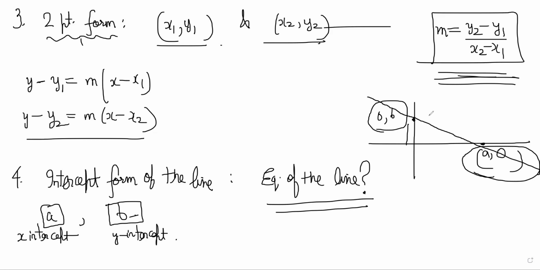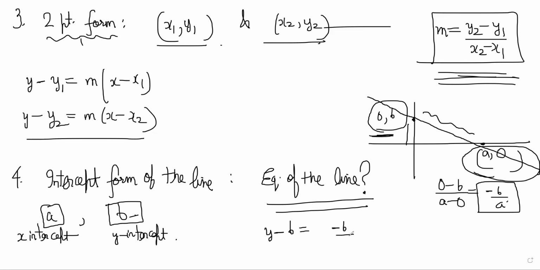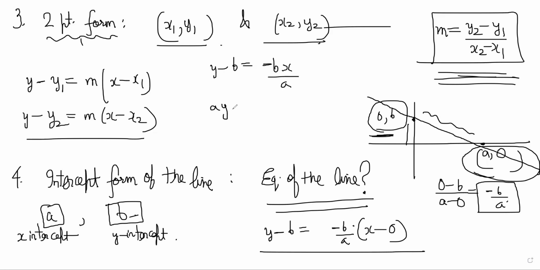Let's find the slope between these two. Slope will be (0 minus b) by (a minus 0), or basically minus b by a, right? So the equation of the line will be, let's pick this point, y minus b is equal to minus b by a, the slope, into (x minus 0), right? So you'll get y minus b is equal to minus bx by a. So it will be ay minus ab is equal to minus bx. So it will be ay plus bx is equal to ab, right?